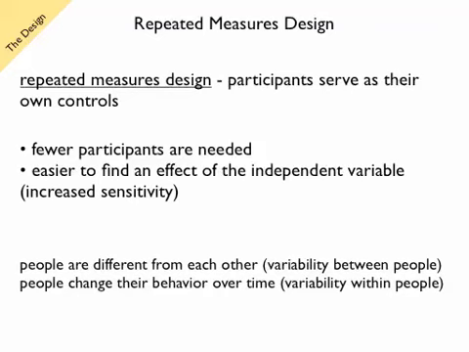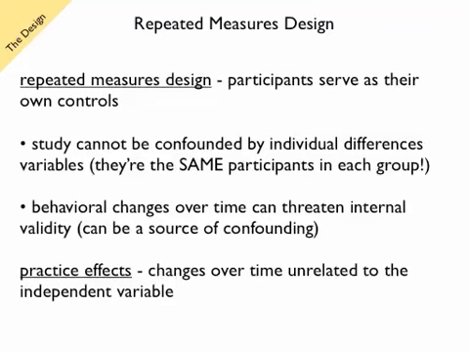But even though there are some advantages to the repeated measures design, because the participants are their own control group, for example, the study can't be confounded by individual differences variables because they're the same people. So you don't need to worry about having people who happen to be smarter in one group than the other because they're the same. However, people do change their behavior over time, and that can be a source of confounding when those behavioral changes are not related to your independent variable.